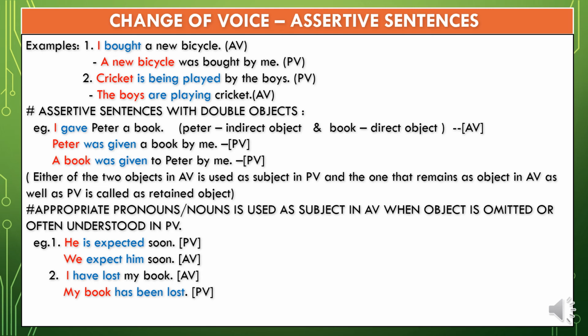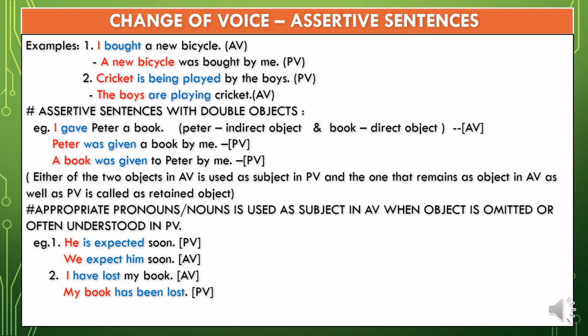Why is Peter the indirect object? I gave Peter a book. What did I give to Peter? I gave a book to Peter. So that is why here book is the direct object and Peter is the indirect object.